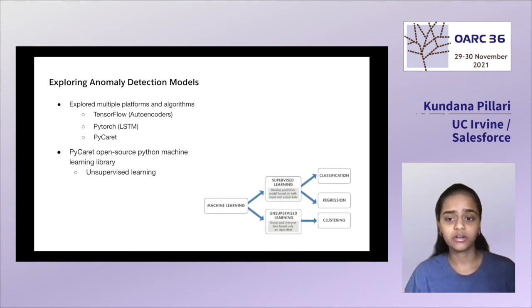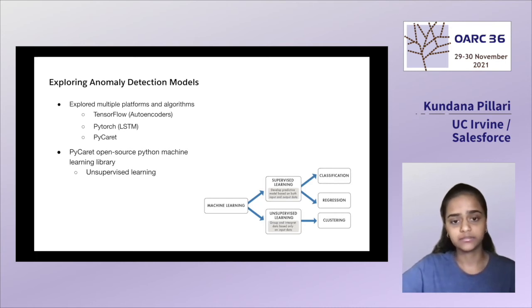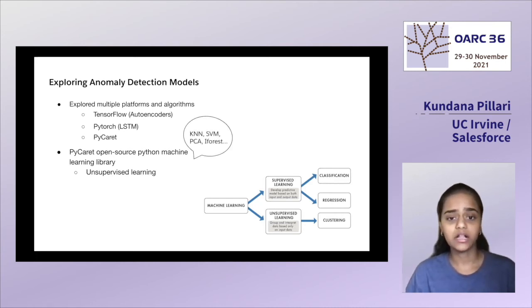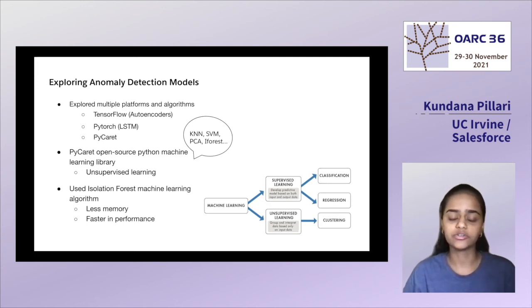In machine learning, there are two types of learning, supervised and unsupervised. In unsupervised learning, you're not giving a specific target for the model to focus on. Instead, the model uses clustering methods to learn on its own different trends and patterns in the data set. There are many algorithms for unsupervised learning, including KNN, support vector machines, principal component analysis, and also isolation forest. I decided to use the isolation forest, also known as iForest, mainly because it requires less memory and is faster in performance, and it's also traditionally used for anomaly detection for these reasons.